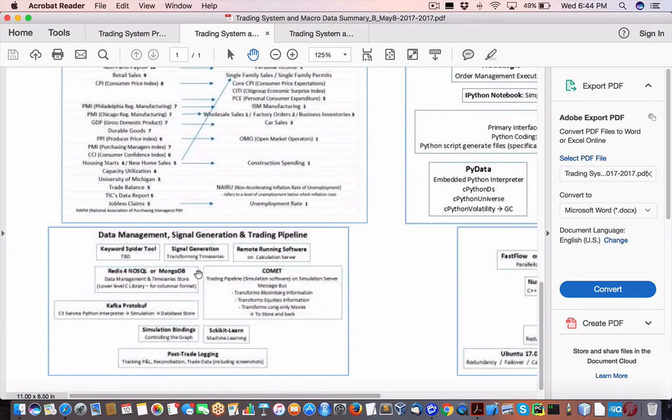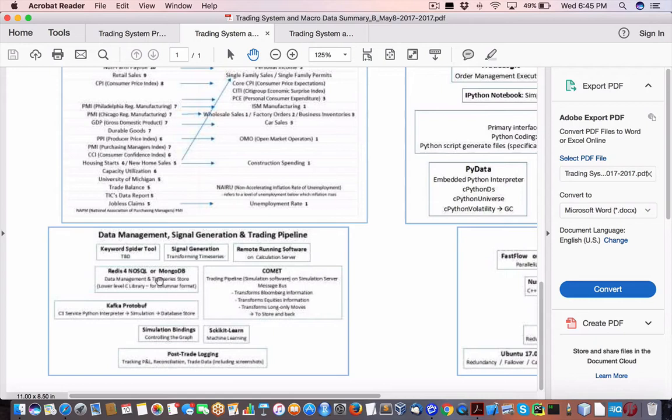So let's get to that. Data management, signal generation, trading pipeline. A lot of this, I guess he's looking at his own solution here. Kafka, protobuf, simulation binding, scikit-learn, post-trade, keyword, signal generation, remote running software, Comet. I guess this is his own system.